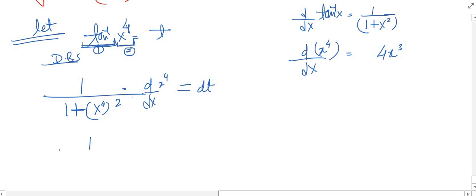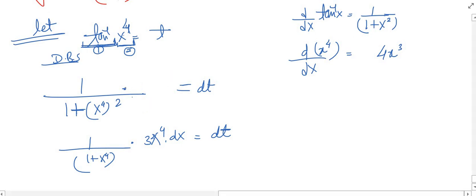So what is this? (1 plus x raised to power 4) into 3x raised to power 4 dx is equal to dt. That's how we do. I should not write it here like this. Here only we differentiate the second part, which is 3x raised to power 4 dx. By chain rule, derivative of first, which is this part, and derivative of second is this part. Okay? Sorry, this is 3x cube.